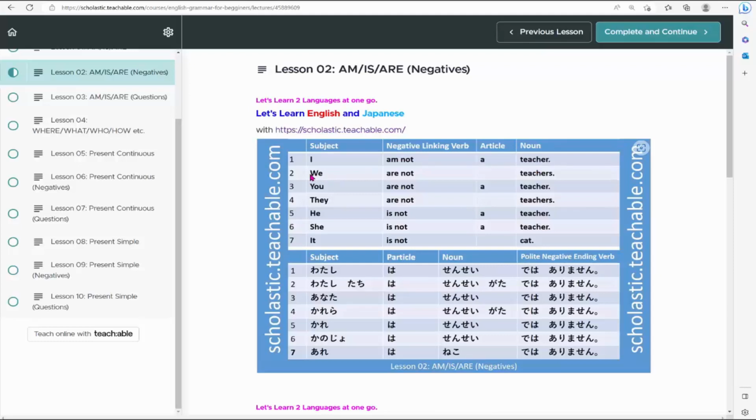But when you come to "we are not teachers", please note that in English, we is plural. Therefore we need to make the noun plural by putting an S here. So, we are not teachers. Are not. Again, there is no article when you come to the plural form of the noun.